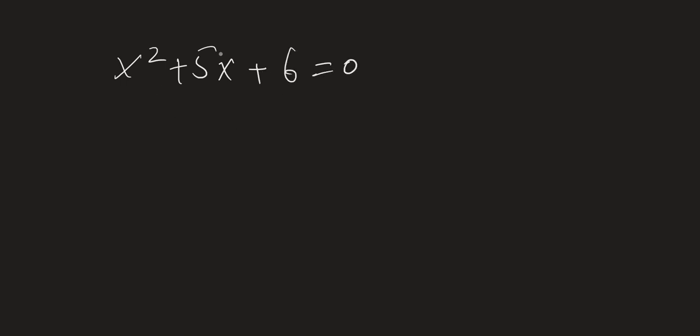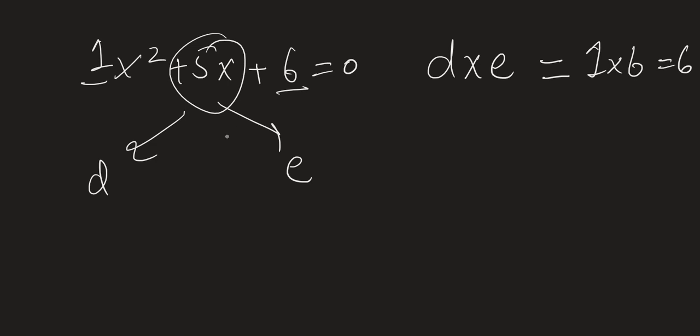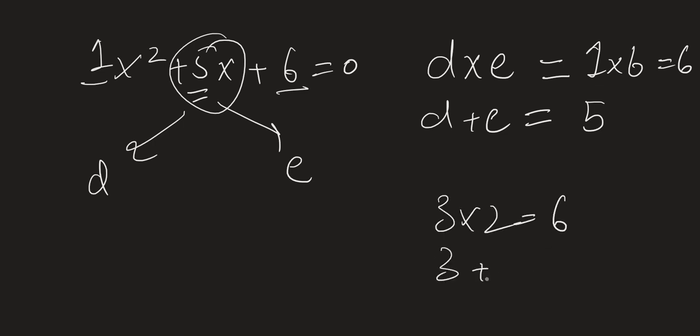So here we know that we need to break down 5x into two parts, D and E. So keeping the rules in mind, the product of D and E should be equal to the product of A and C. So here our A is 1 and our C is 6. So the product should equal 6. And the sum should equal B, and B is 5 over here. As this is a simple question, we know that 3 into 2 will give us 6 and 3 plus 2 will give us 5.